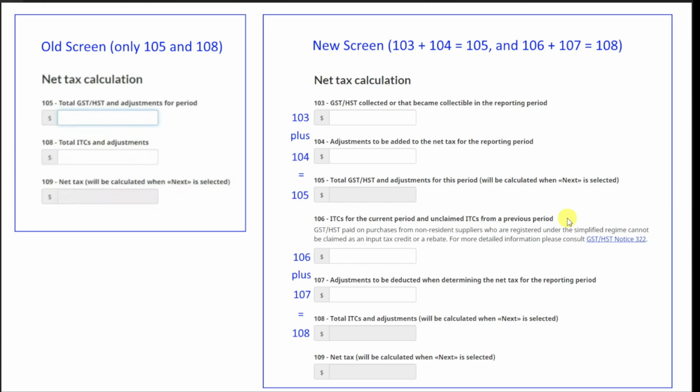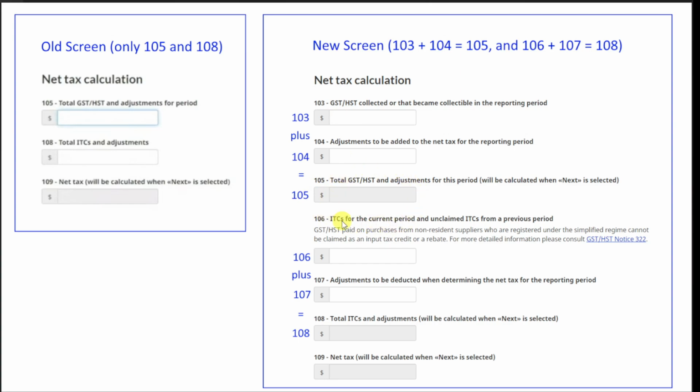If you're wondering how this may change how you file your GST/HST online, before we just put the total of line 103, that's the GST/HST collected, and line 104, the adjustments, together in line 105. And if you had no adjustments, you would simply be putting in the GST/HST collected on sales in box 105. Now you just need to put it in box 103, and it will automatically add it to 105 for you. And that's the same with the GST/HST input tax credits.